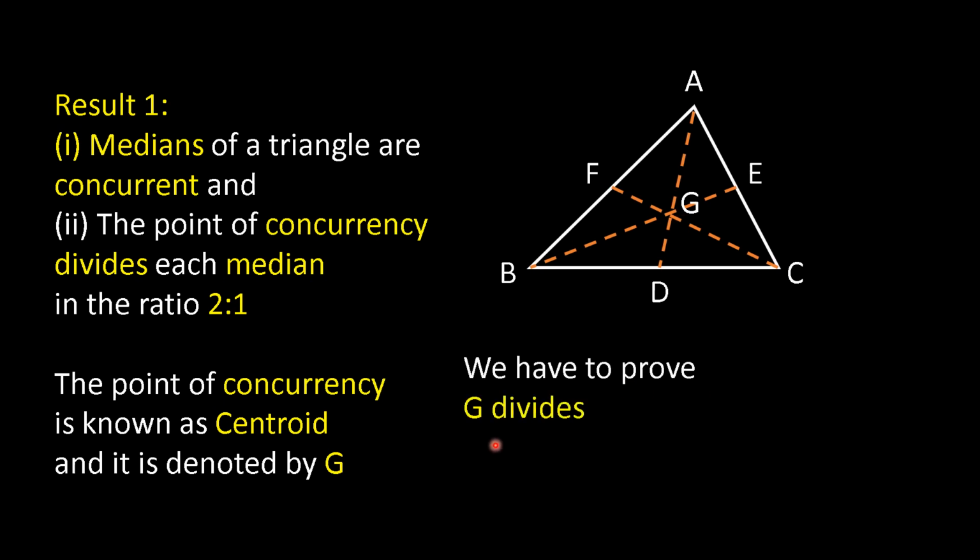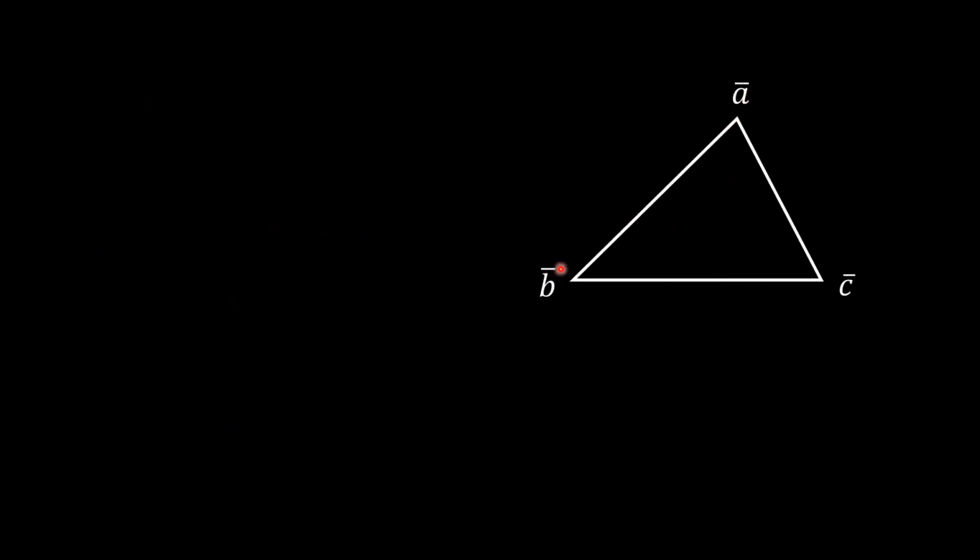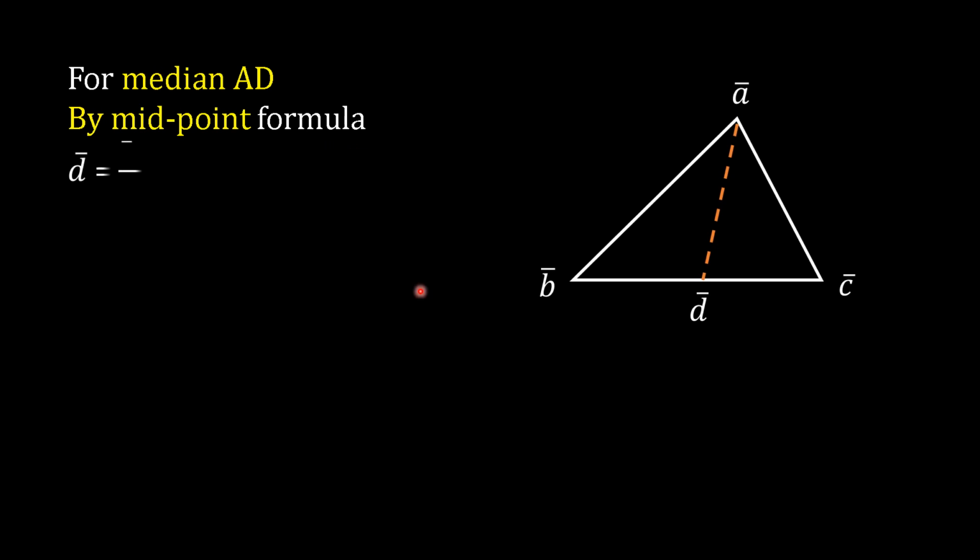We have to prove that G divides each of the medians in the ratio 2:1. Triangle with the position vectors of the vertices A bar, B bar, C bar. For median AD, by midpoint formula, we write D bar equals B bar plus C bar by 2. So that will be 2D bar equals B bar plus C bar.